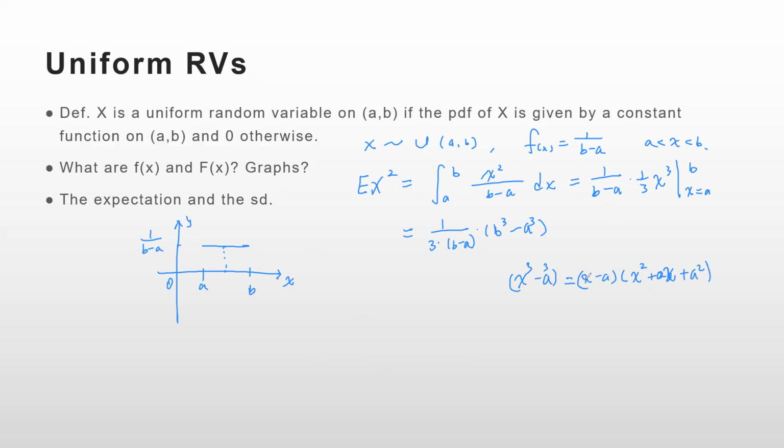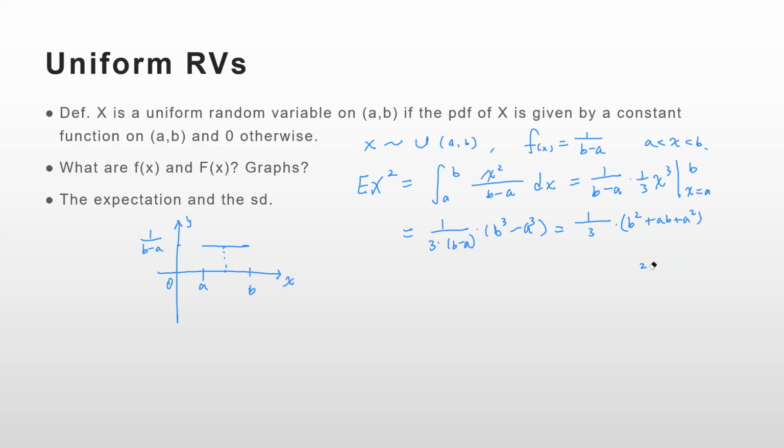You can expand the product and you would get x to the third minus a to the third. There are a lot of cancellations, so you can check it by yourself. Anyway, the 1/3 and b minus a are canceled out. So you have b squared plus ab plus a squared. That's our second moment.